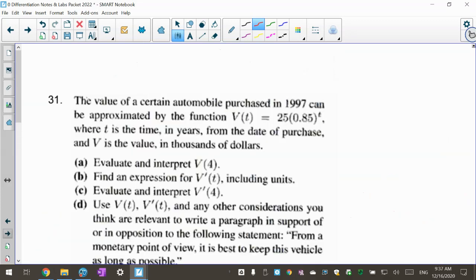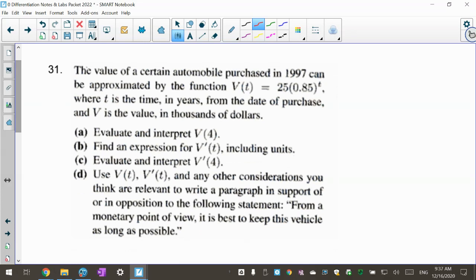Now let's go to number 31. It says the value of a certain automobile purchased in 1997 can be approximated by the function V of T equals 25 times 0.85 to the T, where T is in years. So this is in years from the date of purchase. So time is zero in 1997. And V is the value in thousands of dollars. This is important: thousands of dollars.